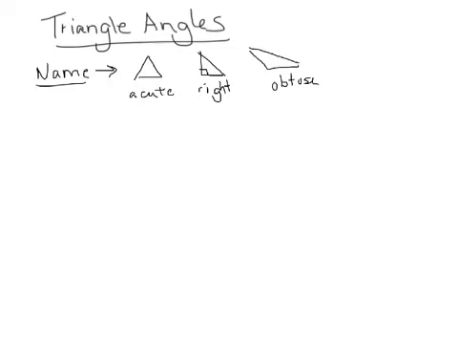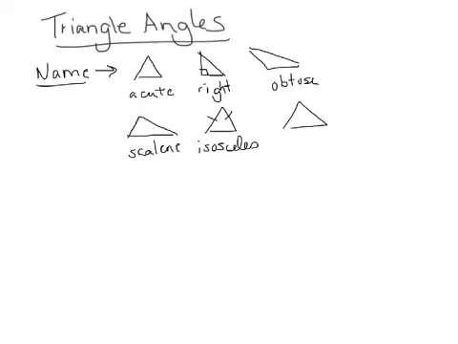The second thing is based off of side length. If they're all 3 different sides, it's what's called scalene. If 2 of the sides are the same length, usually marked by a little mark like that, it's what's called an isosceles triangle. And if all 3 are the same, it's what's called an equilateral.